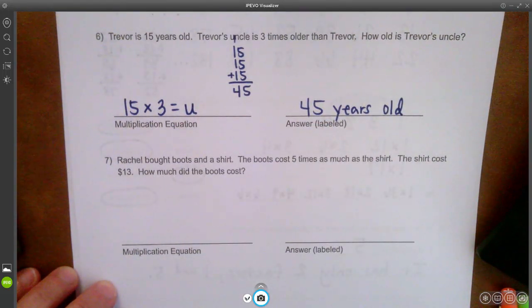Rachel bought boots and a shirt. The boots cost 5 times as much as the shirt. Boots can be expensive.